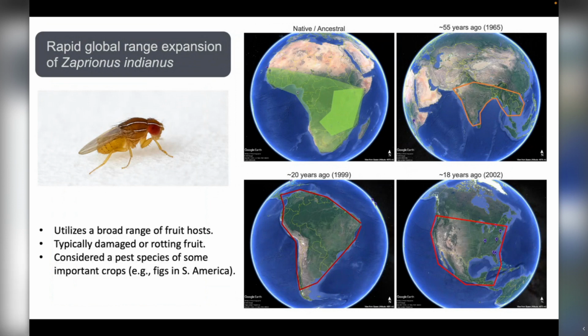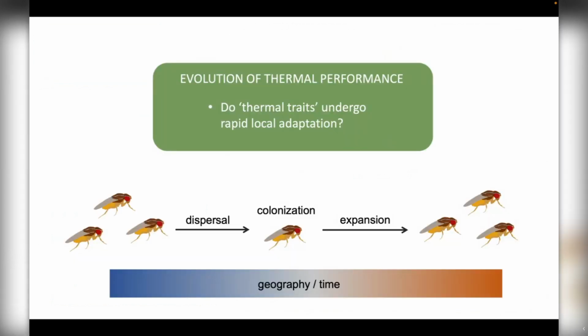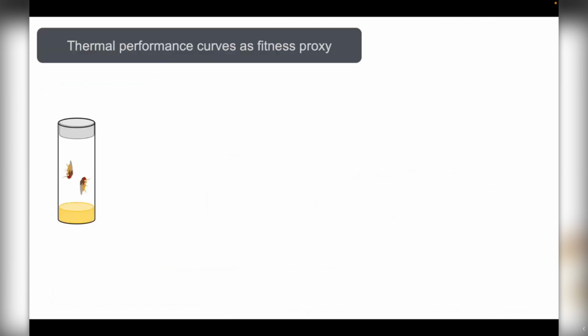The species utilizes a broad range of host fruits where it will find typically damaged or rotting fruit. It'll lay its eggs on the fruit where the larvae will then develop in the fruit and eclose into adult flies. And it is considered a pest species on some important crops in some areas of its distribution. And so when starting to study this species, we wanted to ask the question, well, given this broad distribution and the different thermal environments that the individuals are exposed to, what can we say about evolution of thermal performance, or more specifically, do thermal traits undergo rapid local adaptation in this species?